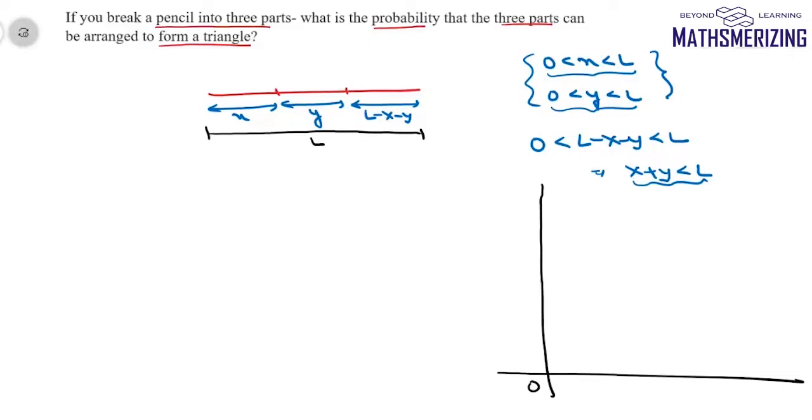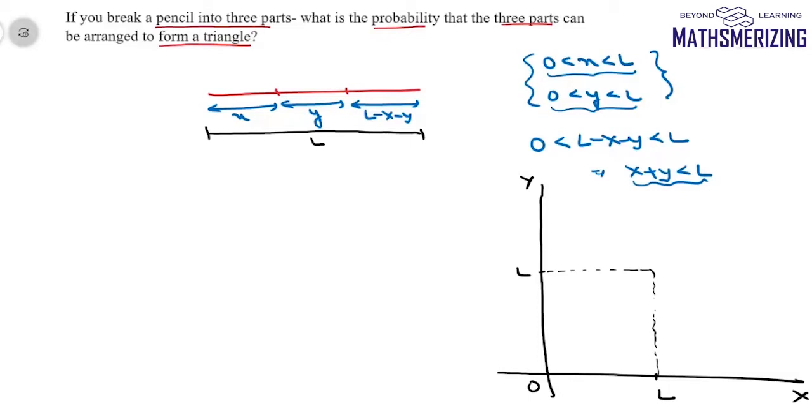So X takes the value from 0 to L. In the same way, Y takes the value from 0 to L. So this is X and this is Y. So we have this region, which is this square.